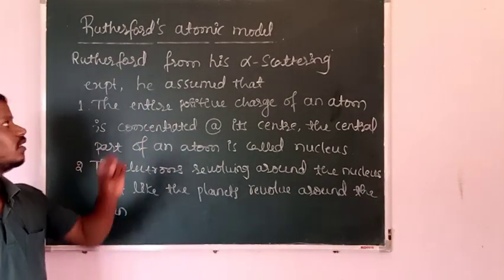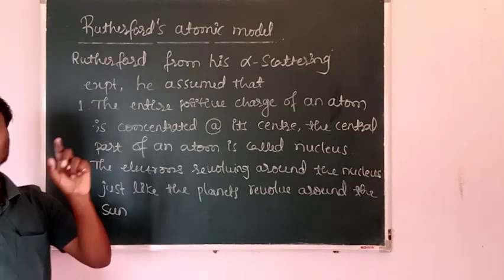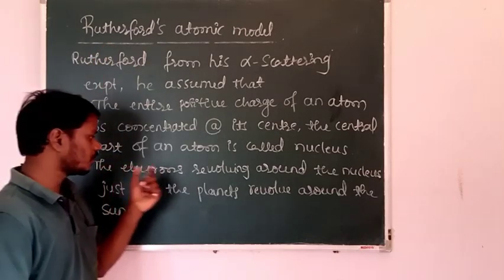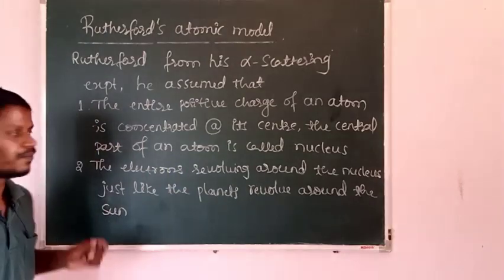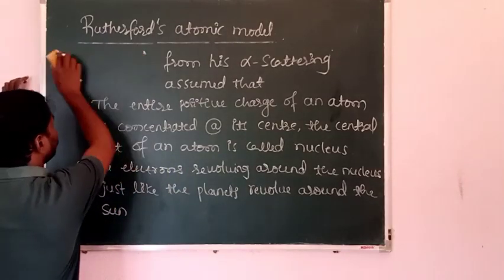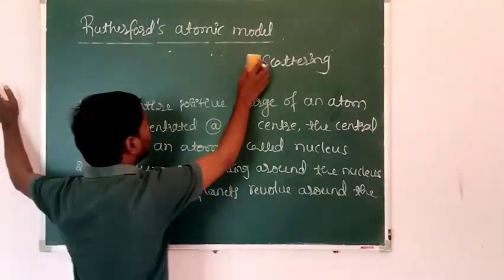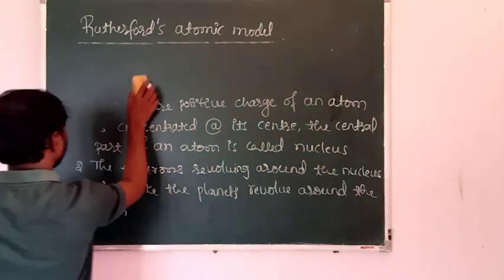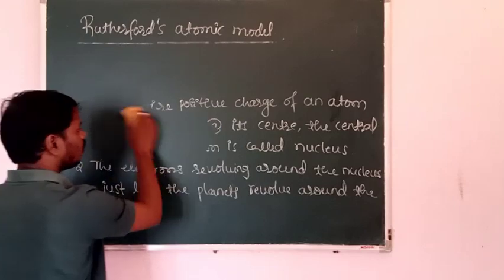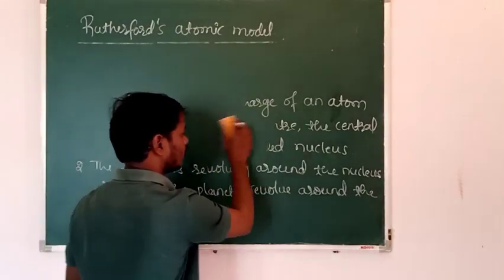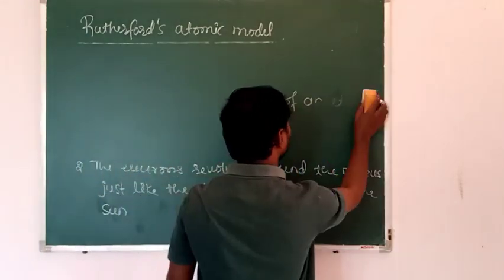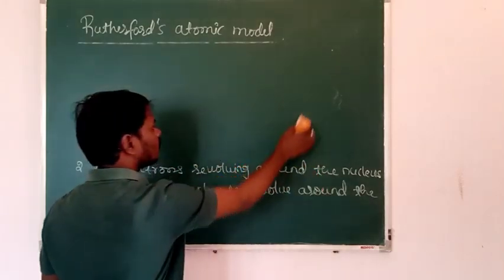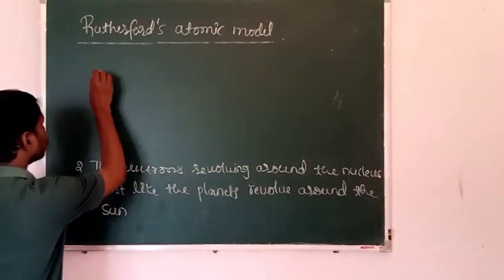That is why Rutherford's atomic model is also known as the planetary model. Next, what is the third postulate? The size of a nucleus is in the order of 10 to the power of minus 15 meter. From his experiment, he concluded that the size of the nucleus is in the order of 10 raised to minus 15 meter.